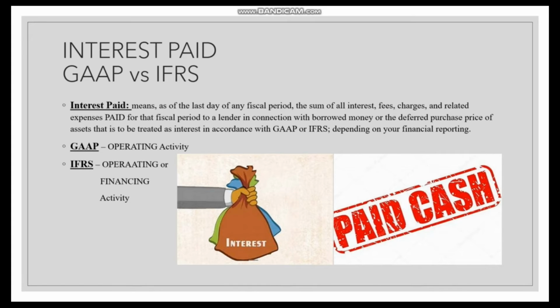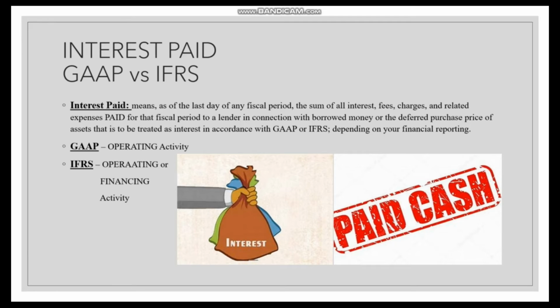So what is interest paid? Interest paid means that as of the last day of any fiscal period, the sum of all interest, fees, charges, and related expenses paid for that fiscal period to a lender in connection with borrowed money or the deferred purchase price of assets that is to be treated as interest in accordance with GAAP or IFRS, depending on your financial reporting. For interest paid under IFRS, it can be placed in either the operating or financing sections of the cash flow statements, while GAAP places interest received and interest paid under operating activities.